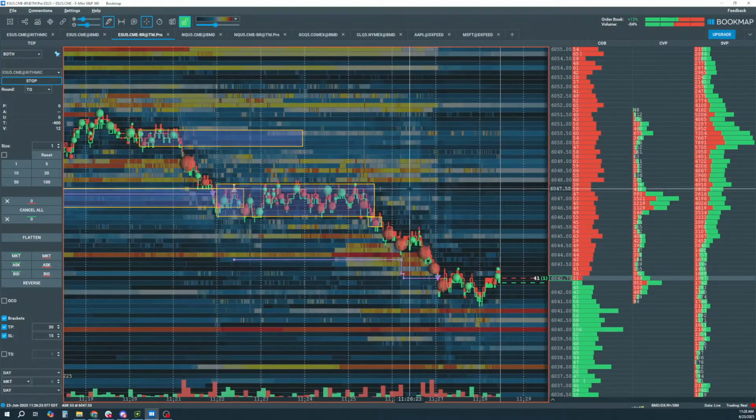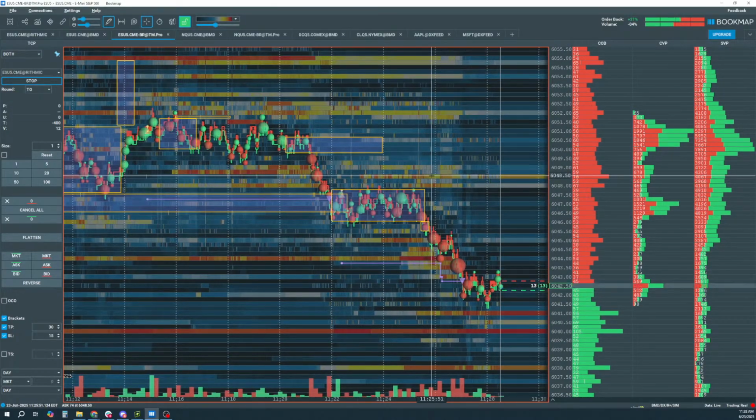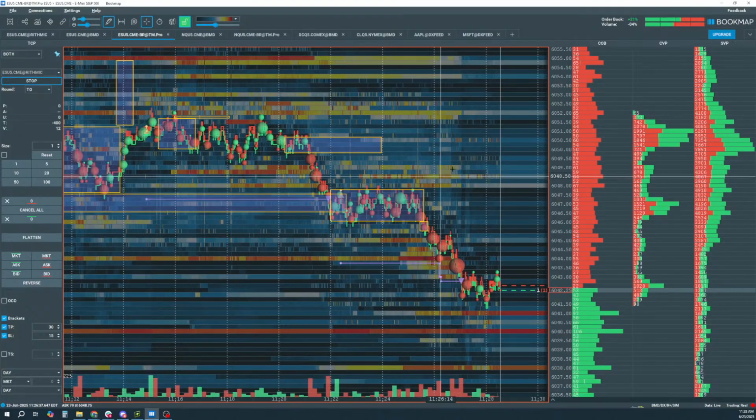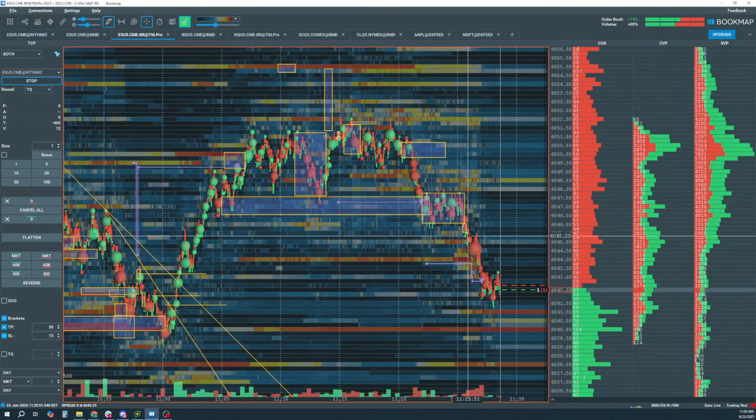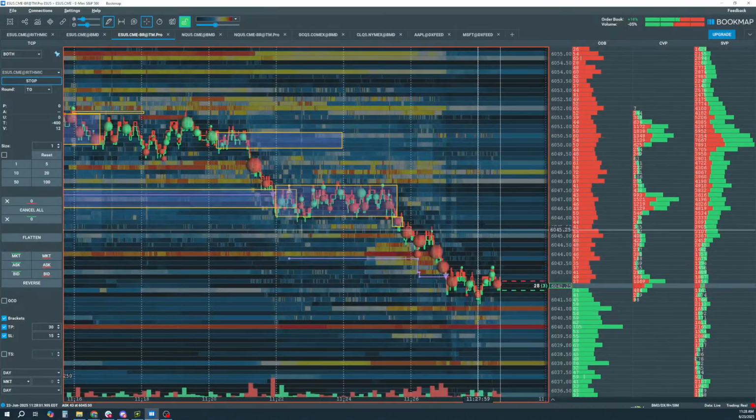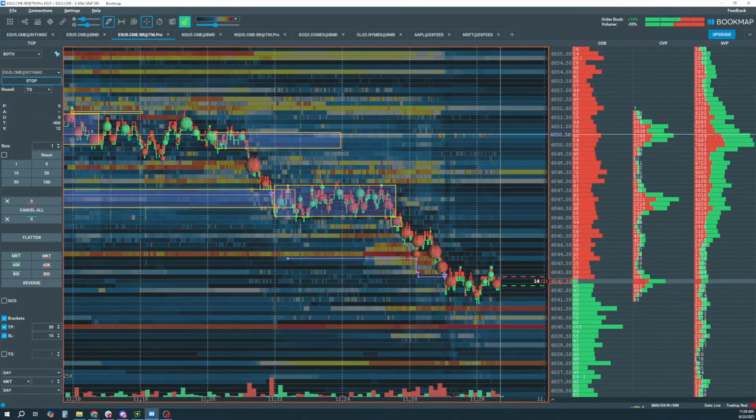Okay, so I'm going to look for it again. But right now, sellers, they're continuing to move it here, and they're moving it away from all of this value here.